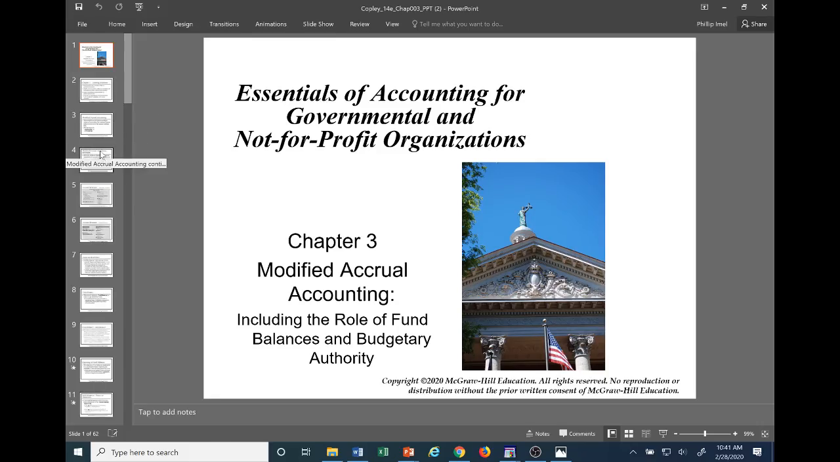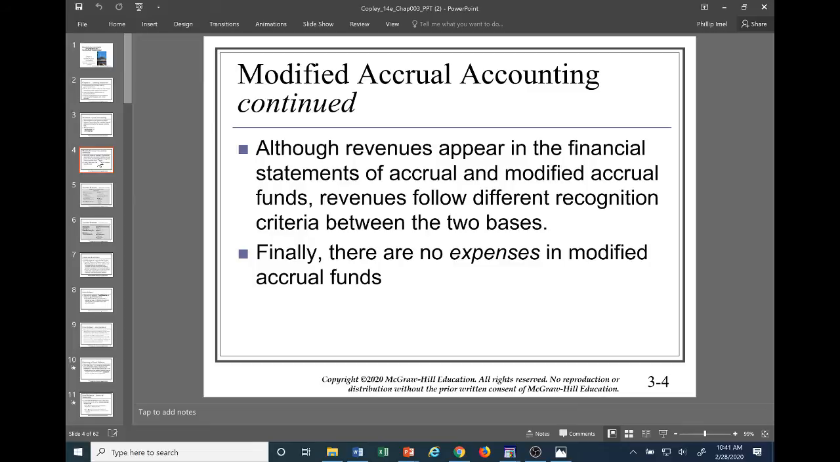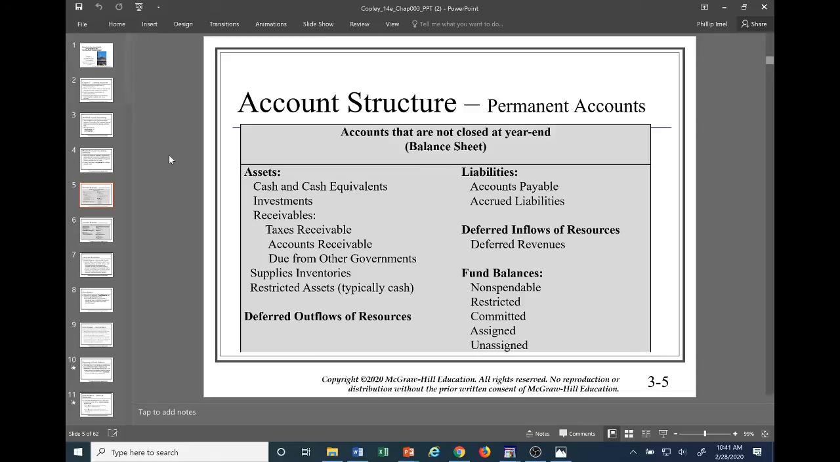So modified accrual accounting. Let's just talk about account structure again, permanent accounts. We know permanent accounts are going to be the things that we see on a balance sheet, right? So obviously assets, we know these are some things we're going to be familiar seeing: cash equivalents, investments, and the receivables, notes, taxes, accounts receivable, due from other governments, supplies, restricted.